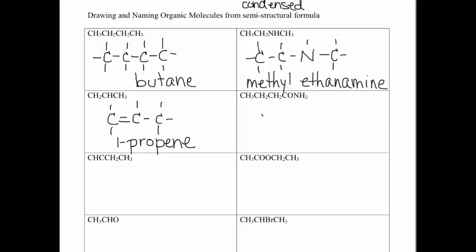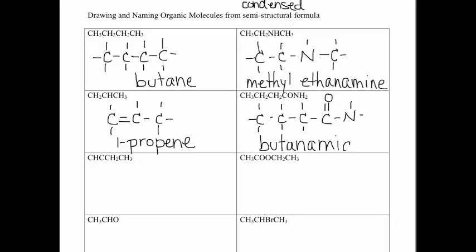Let's do another. We have C, 3 bonds, C with 2, C with 2, C, and then you see the O and the N together. That means we have an amide, so that's going to be like that, and then that's going to be like that. And when we name these, we count up our carbons and add amide. Okay, go ahead and give the rest a try.